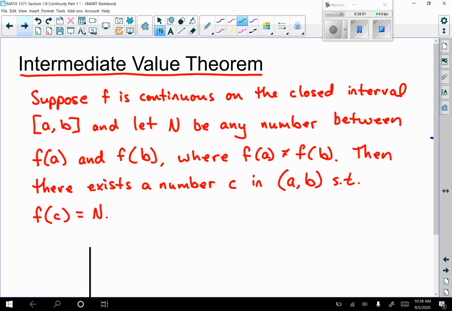All right, this last theorem is called the intermediate value theorem, and this says, again, pause the video to write this out. Suppose f is continuous on the closed interval from a to b, and we're going to let n be any number between f of a and f of b, where f of a is not equal to f of b, so they have to be at different values. Then there exists a number c in the open interval from a to b such that f of c is equal to n.